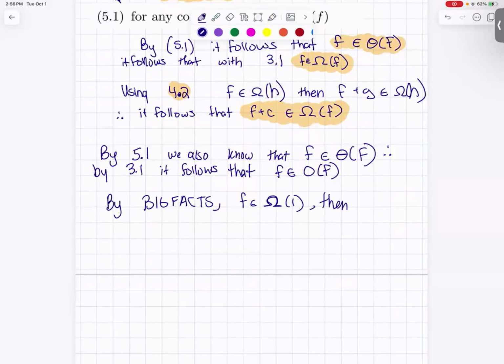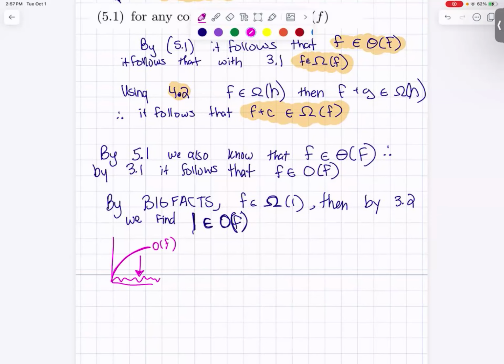So then by 3.2, we're going to find that 1 is going to be in big O of F. And again, we'll draw the graph for this as well. What we're saying is if this is F, this is big O of F, 1 has to be somewhere in here. 1's all the way at the bottom. So that's also just a true fact.